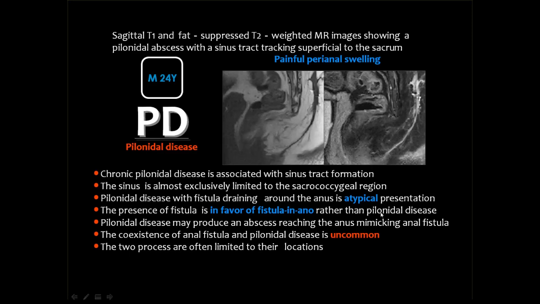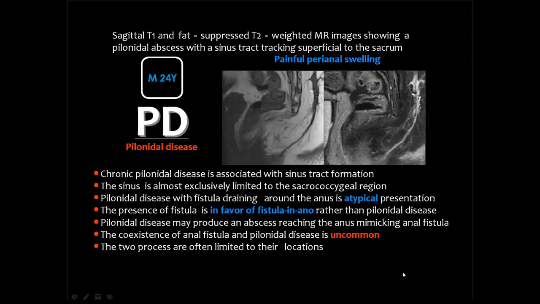It's very important to differentiate between a pilonidal sinus and fistula in ano. The chronic pilonidal disease is associated with a sinus tract. The sinus is almost exclusively limited to the sacrococcygeal area. Pilonidal disease with a fistula around the anus is an atypical presentation. If you detect a fistulous opening, this is in favor of the diagnosis of fistula in ano rather than pilonidal disease. Pilonidal disease may produce an abscess reaching the anus, mimicking an anal fistula.